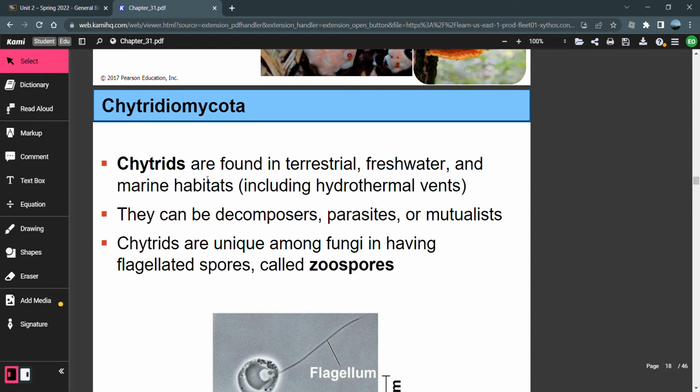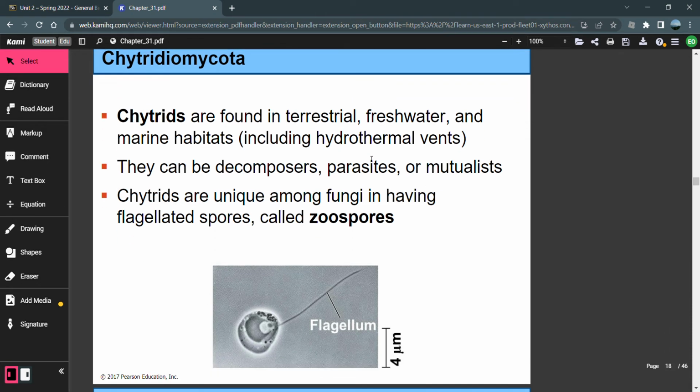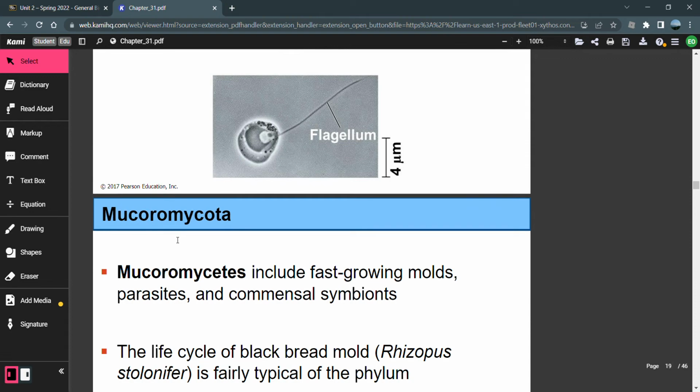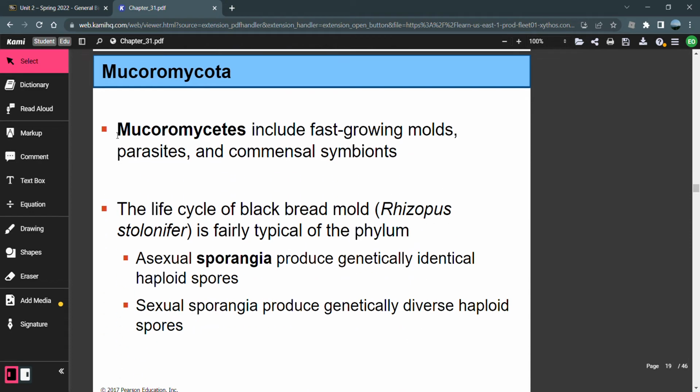We'll be exploring individually a few of these fungi, starting with the Chytridiomycota. Chytrids are found in terrestrial, freshwater, and marine habitats, also hydrothermal vents. They are decomposers, parasites, and mutualists. Chytrids are unique among fungi because they have flagellated spores called zoospores, like sperm, which are flagellated, but spores, meaning that they can swim.